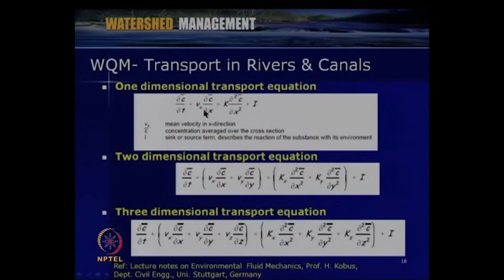As far as the modeling is concerned, for example, the contaminant transport within a river or a channel, as I mentioned, the modeling can be one dimensional, two dimensional, or three dimensional. Accordingly, the governing equation is given here. For one dimensional modeling: del c by del t plus V x del c by del x is equal to K into del square c by del x square, where K is the dispersion coefficient, and I is the sink or source term.